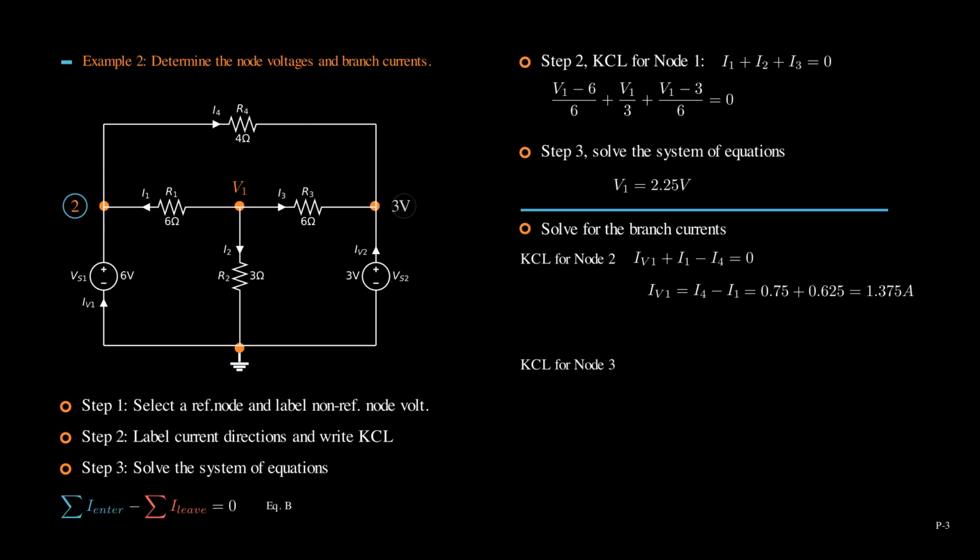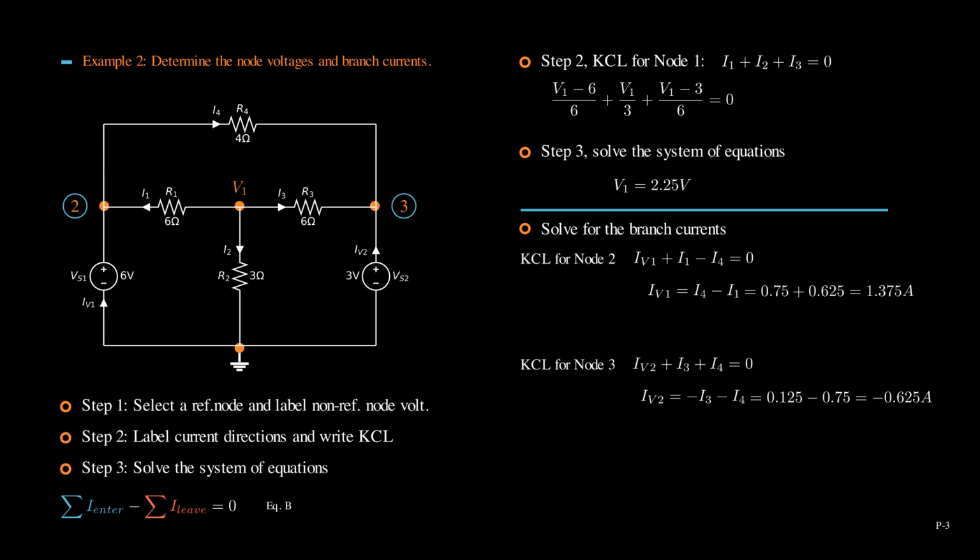Now, let's write KCL for node 3. We can consider this as using equation B or equation D. Again, we do one-step algebra, and we find IV2 equals negative I3 minus I4. Then, plugging in numbers, we can calculate IV2 is minus 0.625 amp.